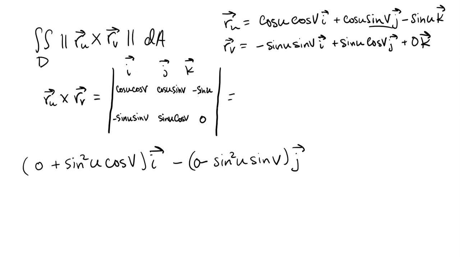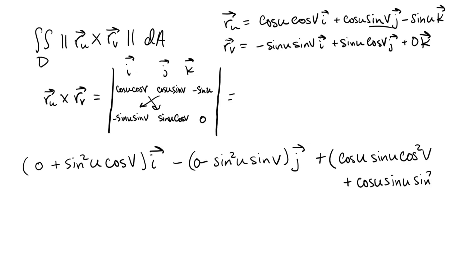And then for k, we're going to take this last determinant. We'll have cosine u cosine v times sine u cosine v, so cosine u sine u cosine squared v, and then minus a negative, so plus cosine u sine u sine squared v, and that's all times k.